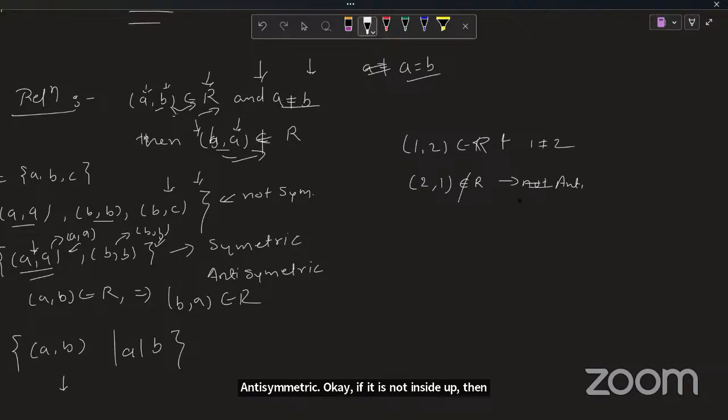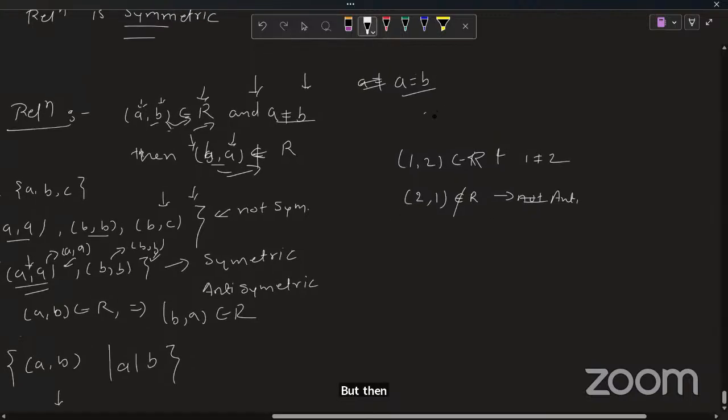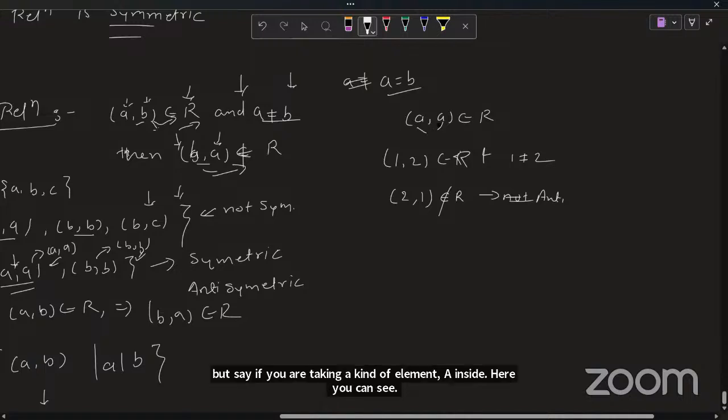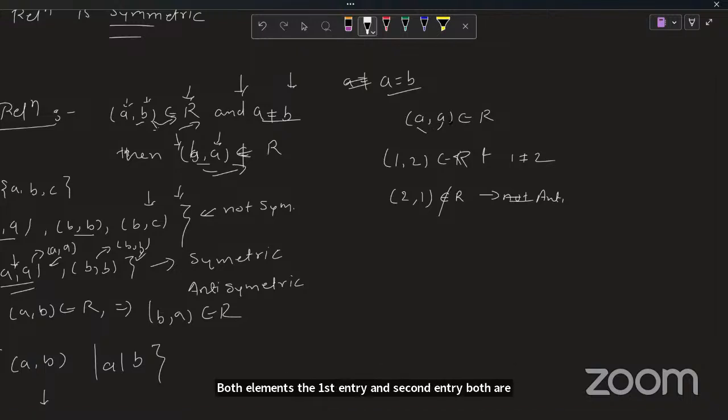But here, a 'but' is coming. The 'but' is saying if you are taking an element like A inside R, here you can see both elements, the first entry and second entry, are equal. Then for that, we are not saying anything. You are allowed to be inside R.